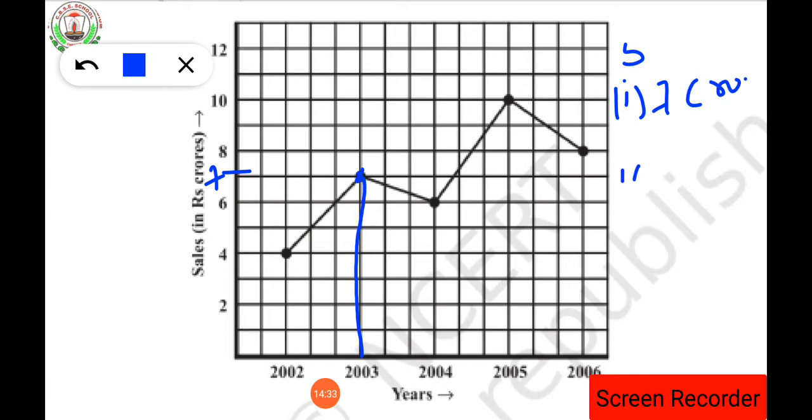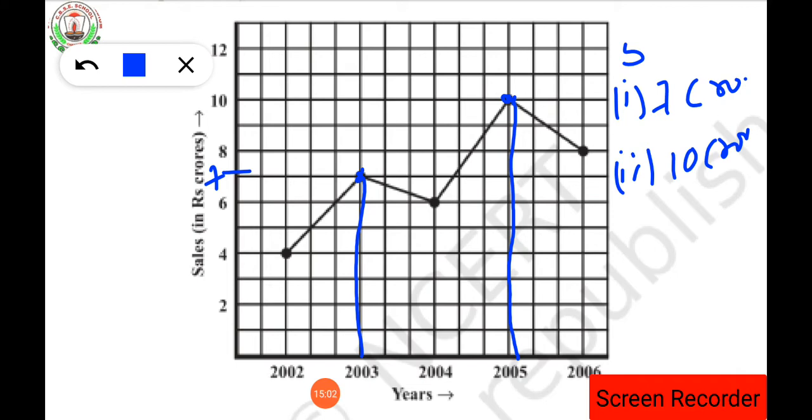Clear? In the second part of the B question it is said 2005. So in 2005 the maximum, highest production is being done, isn't it? Our highest selling is being done, that is 10 crores. So 10 crores is the highest sale done by the manufacturing company. So that year is 2005. Clear the B part answer.